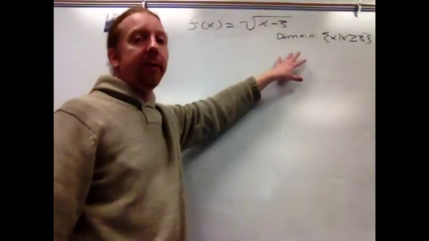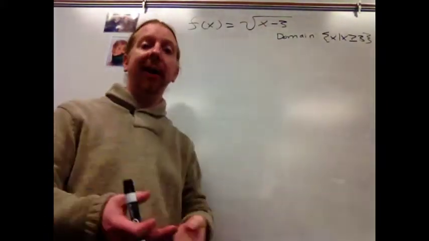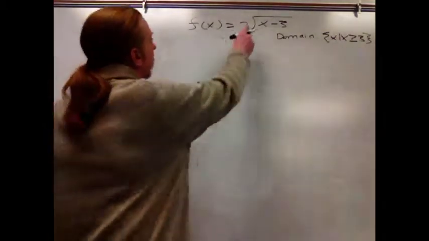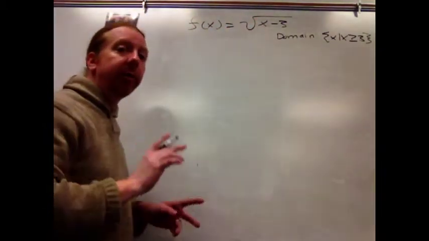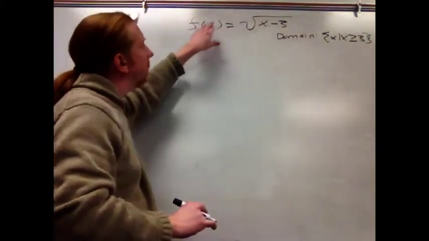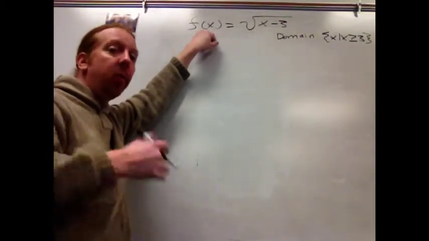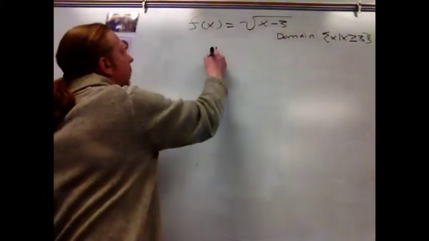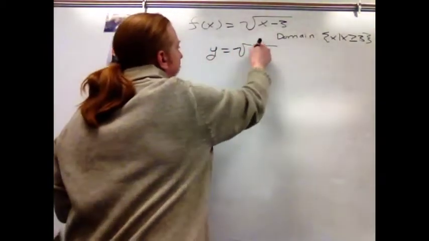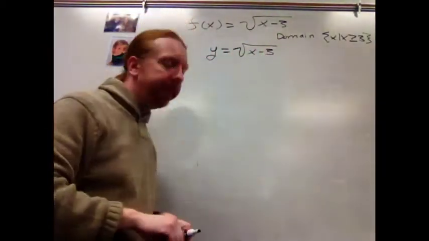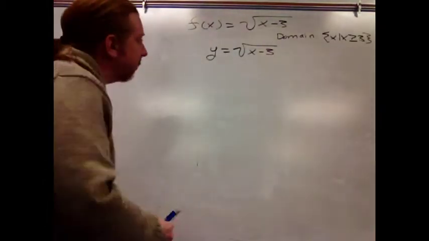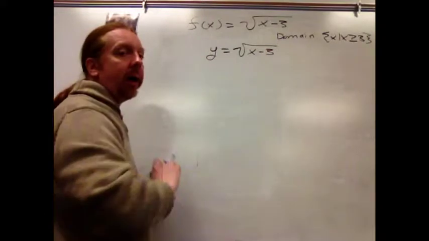Now that we have our domain for our original function, let's talk about finding its inverse. Remember, the strategy we learned for inverses is to swap the x and the y. So the first thing I'm going to do is rewrite this by replacing f of x with y, the output value I would get when I graph. So y is equal to the square root of x minus 3. Now, when I proceed to find its inverse, my first step is to swap the x and the y in the equation.